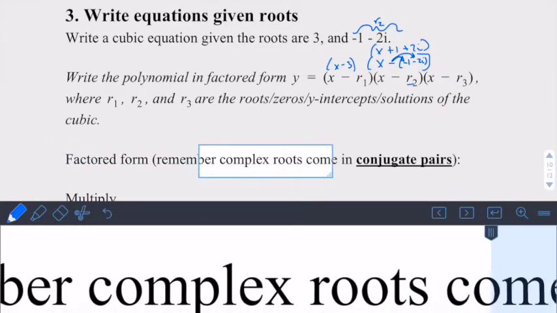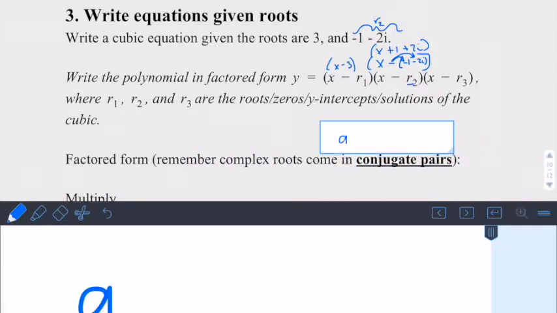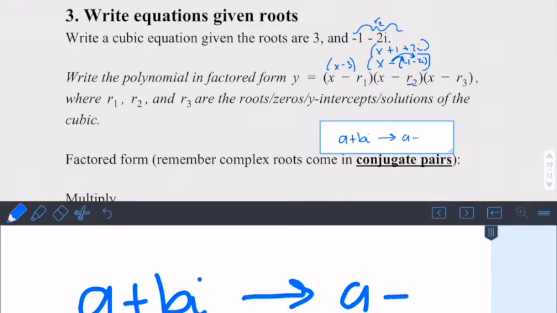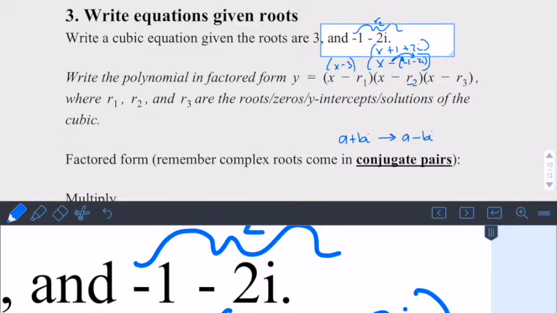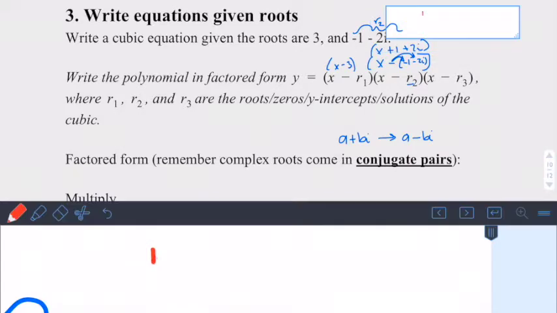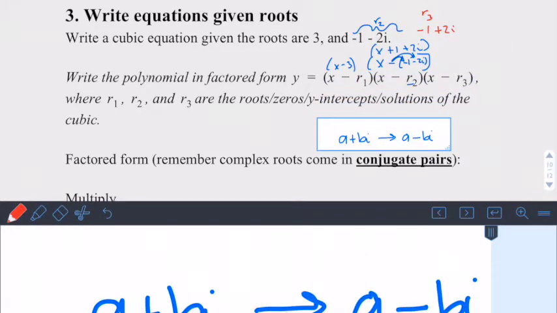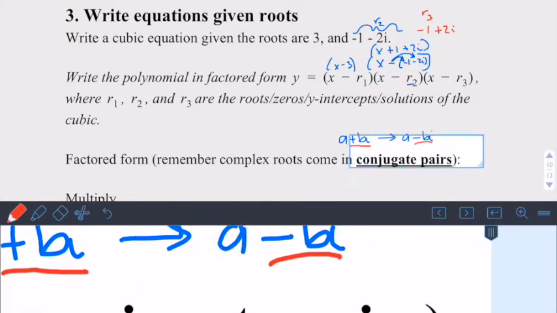But remember, complex roots come in conjugate pairs. So remember the conjugate pairs, a plus bi and a minus bi. So this is my one root, -1 minus 2i. So my other root needs to be -1 plus 2i. Remember those conjugate pairs? One needs to be positive i, one needs to be negative i. That's how they come up.